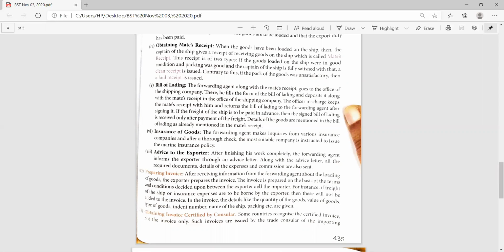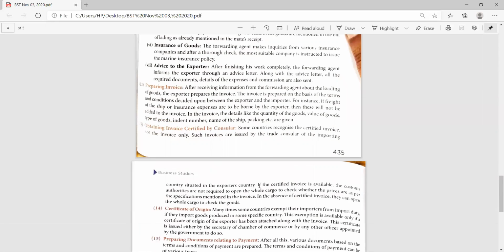Advice to the exporter. After finishing his work completely, the forwarding agent informs the exporter by an advice letter. Along with the advice letter, all the required documents and details of the expenses and commission are also to be sent. So these are the various functions that are to be done by the forwarding agent.